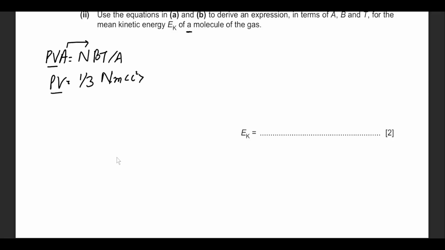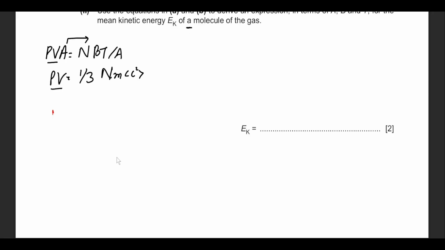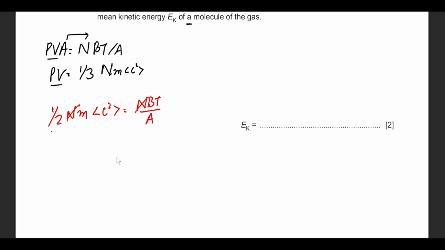Then let's make both of the equations equal to each other. So this is 1 over 3 N m c squared equals N k T divided by V. It's pretty obvious that some of the letters get cancelled, N gets cancelled. We are left with, since we're talking about kinetic energy, this part remaining is kinetic energy.